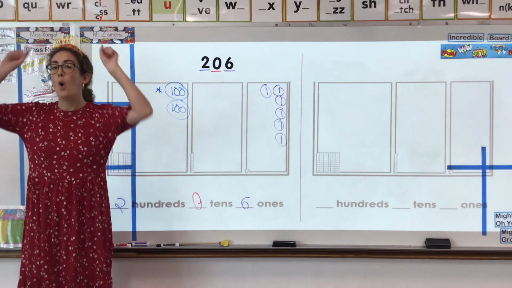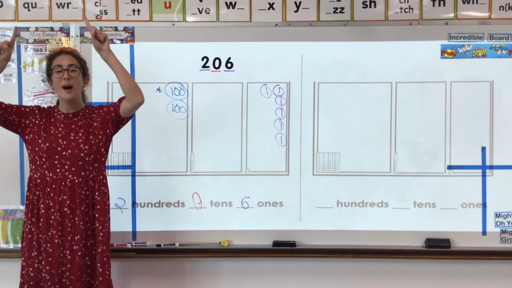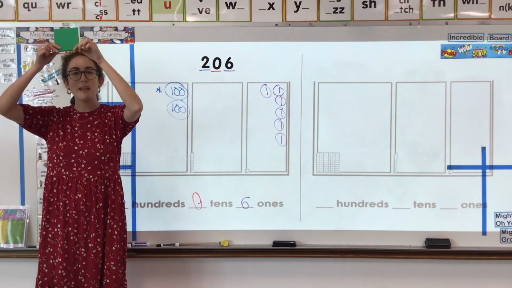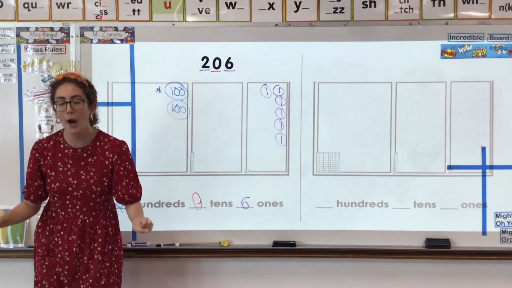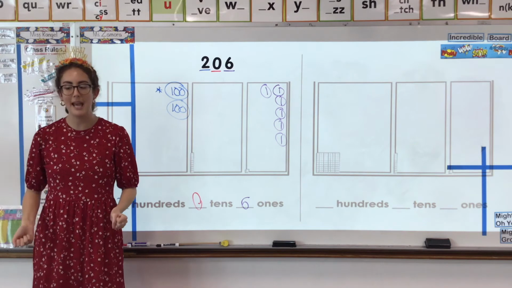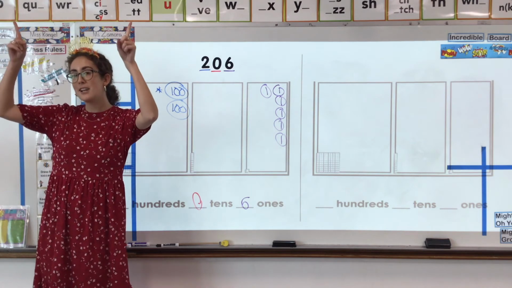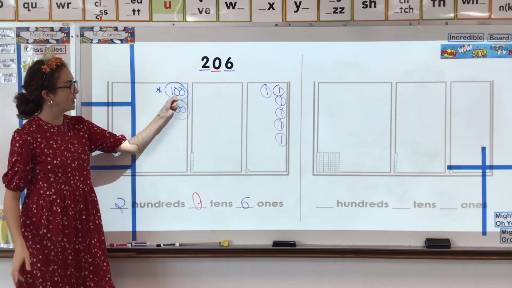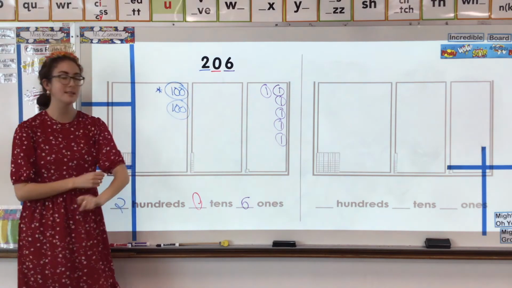If we had 1 hundred, one of a bigger unit, and we wanted to break it apart into its smaller unit, what would we get? 100 equals how many tens? 100 equals how many tens?